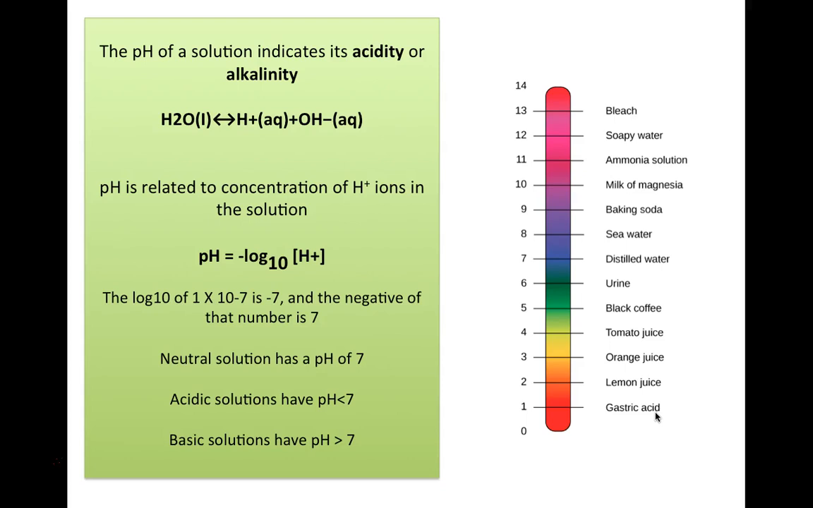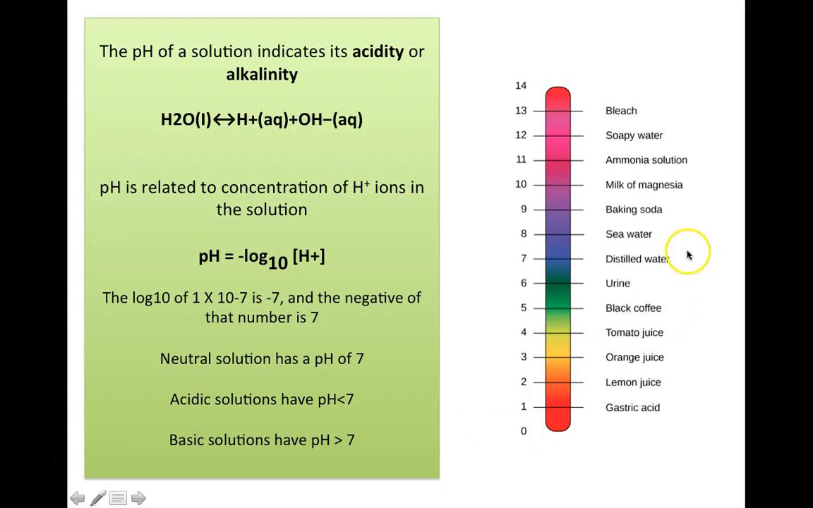Oftentimes pH scales are illustrated with colors just to give students an idea of the differences in these substances. So here we have items like gastric acid up to coffee, even urine, and those are going to have small numbers, which actually mean they have high concentrations of hydrogen ions, or we call these acid solutions. So any material that has a pH of less than 7, we describe that as an acidic solution.